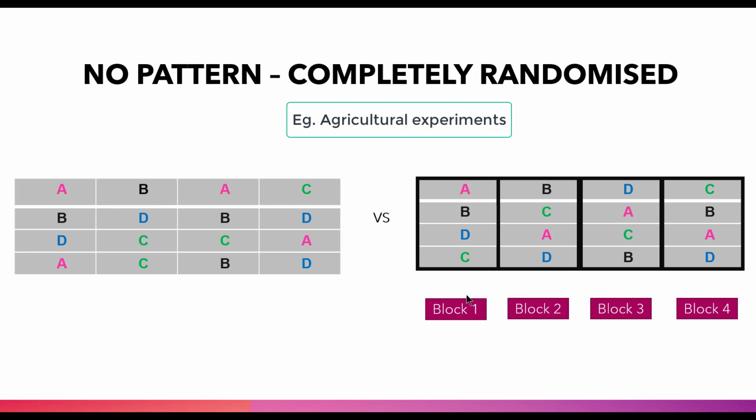But if you see here in block 1, there is treatment A, B, C, D, and in block 2 there is again A, B, C, D, and in block 3 again there is A, B, C, D, and in block 4 again there is A, B, C, D. So there are 4 treatments, and each block has all the treatments allocated randomly. This kind of design where there is no pattern is called completely randomized, and this kind of design where treatments are randomly allocated in each block is called randomized complete block design.